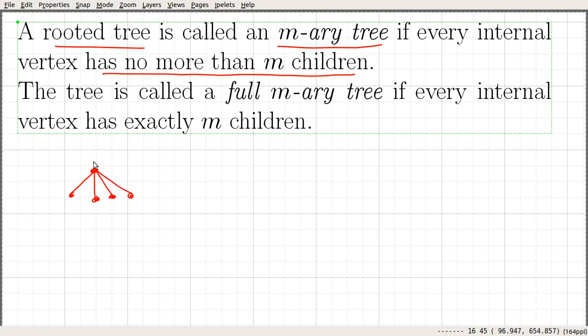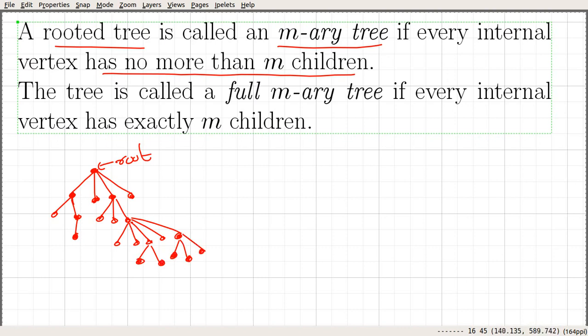Okay, so let this be the root, and suppose that the root has 4 children. Say this node has 2 children, and this has only 1 child. Suppose that this has 3 children, and suppose that this has 5 children. And so this has 2, and this has 3 children.